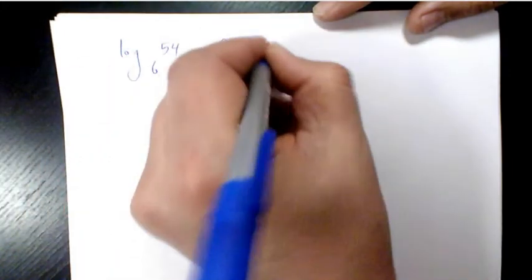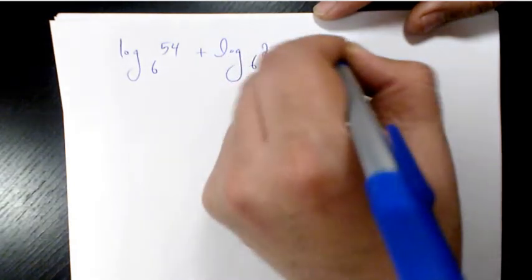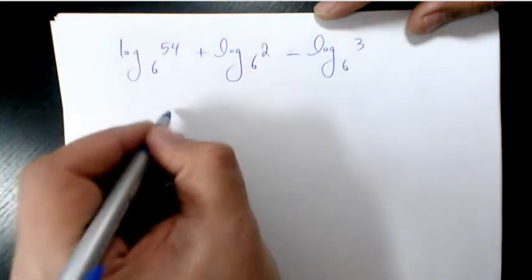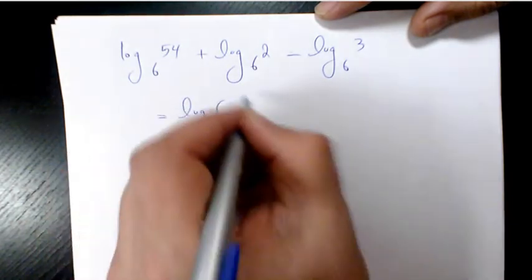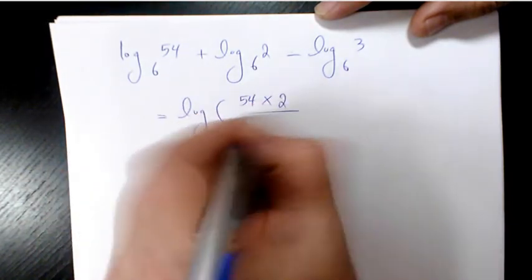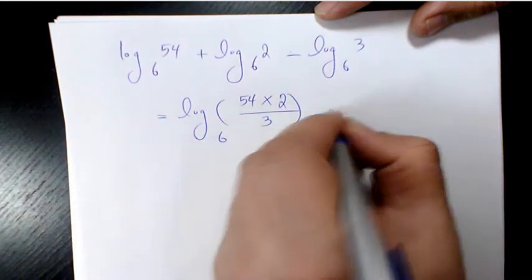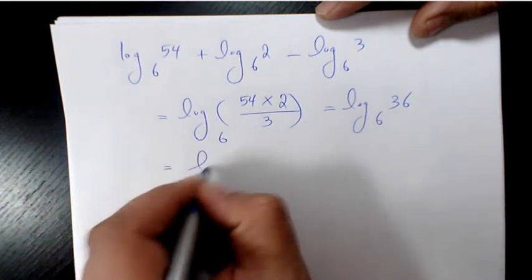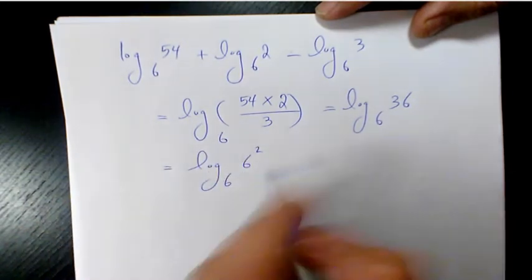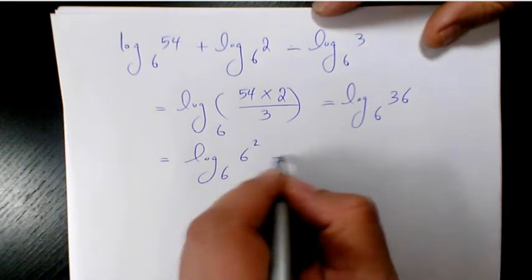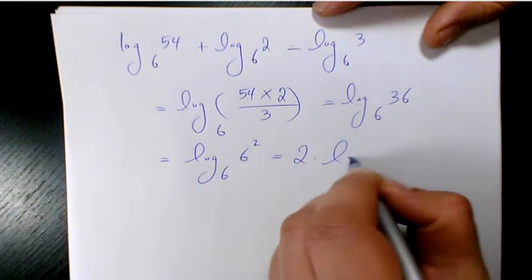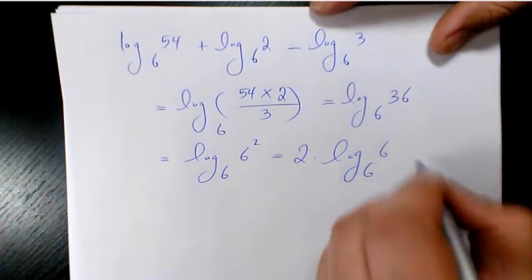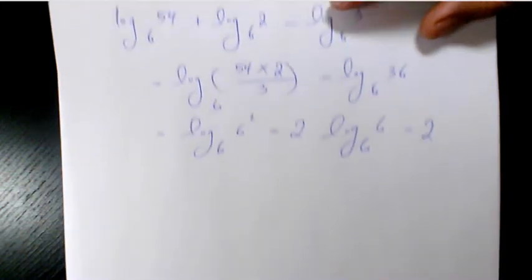Next example, log 54 base 6 plus log 2 base 6 subtract log 3 base 6. That's going to be log 54 times 2 divided by 3, which is going to be log 36 base 6. 36 is 6 squared, so I can write it as log 6 squared base 6. And then you move the exponent there, it's going to be 2 times log 6 base 6, and that's going to be equal to 2.